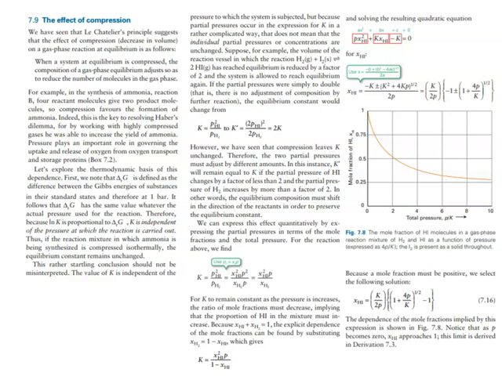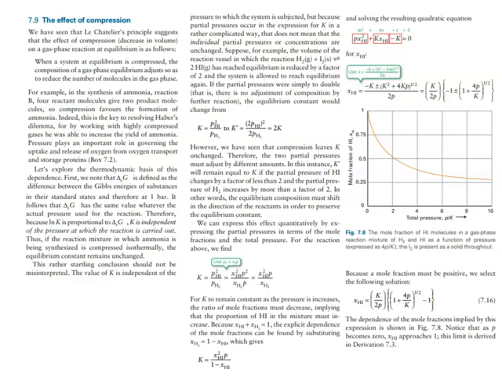Let's explore the thermodynamic basis of this dependence. First, we note that delta G_R is defined by the difference between Gibbs energies of substances in their standard states, and therefore 1 bar. It follows that delta G has the same value whatever the actual pressure used for the reaction. Therefore, because natural log of K is proportional to delta G, K is independent of the pressure at which the reaction is carried out. Therefore, if the reaction mixture in which ammonia is being synthesized is compressed isothermally, the equilibrium constant remains unchanged.